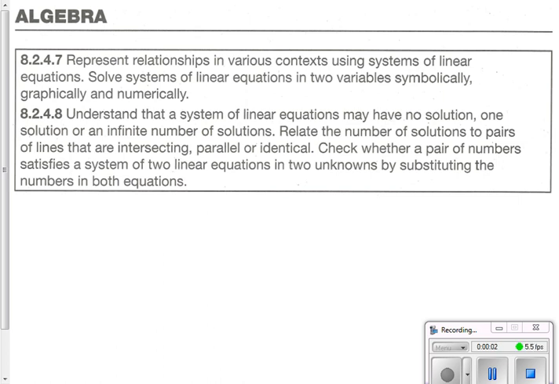8247 and 8248 are combined. 8247 basically is talking about systems of linear equations. Systems, more than one linear equation. So what we normally dealt with this year is two equations on the same coordinate plane. What we found out about that is they had no solution, one solution, or an infinite number of solutions. Those are the three types that we covered.